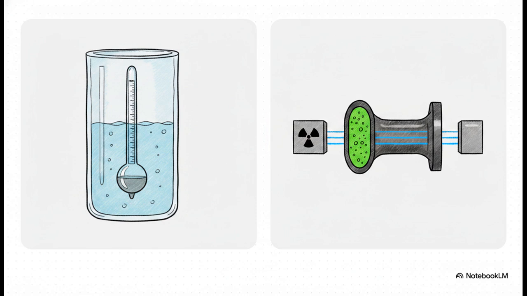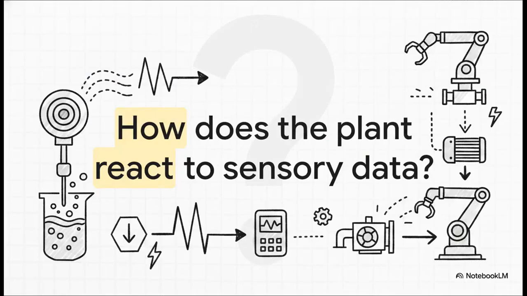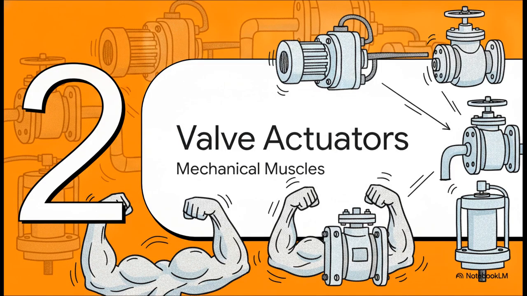No physical contact required. Okay, so gathering all this chemical data is great, but it's really only half the battle. If a sensor suddenly detects an acid spike or a massive pressure drop, how does the plant actually do something about it? How does it translate all this digital, chemical information into physical, mechanical action? Which brings us to part 2, valve actuators, mechanical muscle.